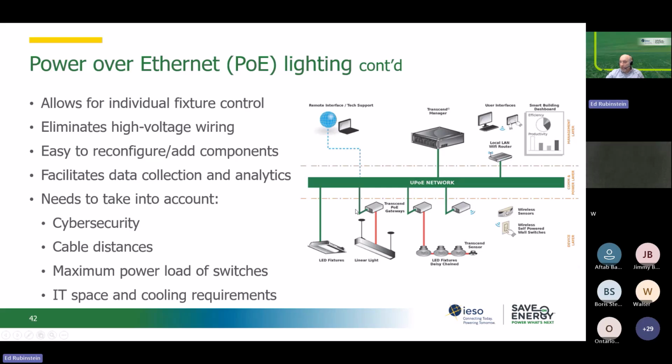Now, having said that, there are definitely things you need to take into account. Cybersecurity is a big one as we move more and more into automated systems and smart systems and web-enabled systems, making sure that people are not using these as backdoors for hacking in. Imagine hacking into your building internet or intranet through the lighting system. Nobody wants that to happen. Cable distances are important as well. There are switches that have maximum power loads, right? So yes, you can extend these, but there are some physical limitations.